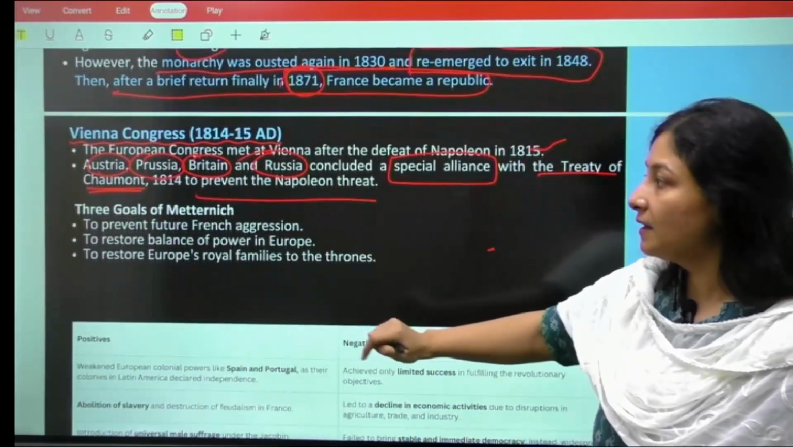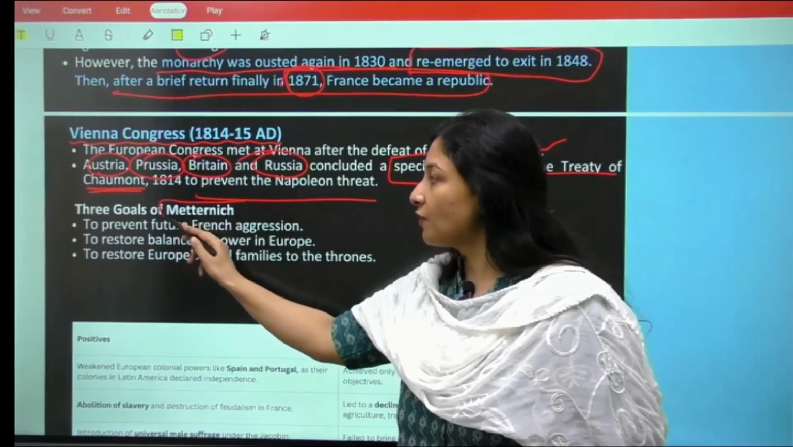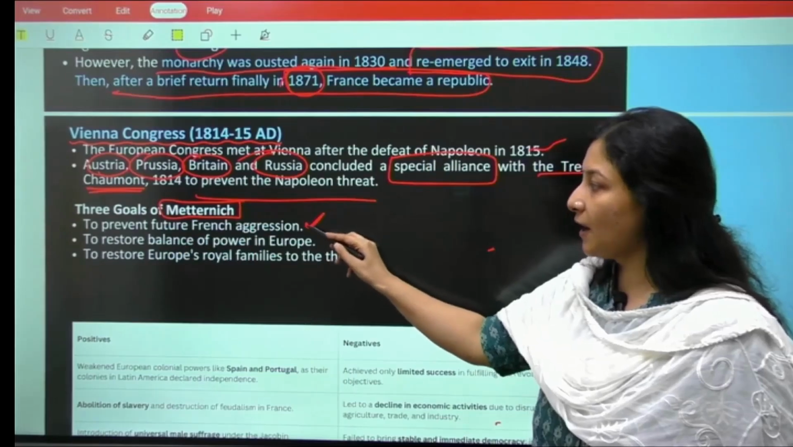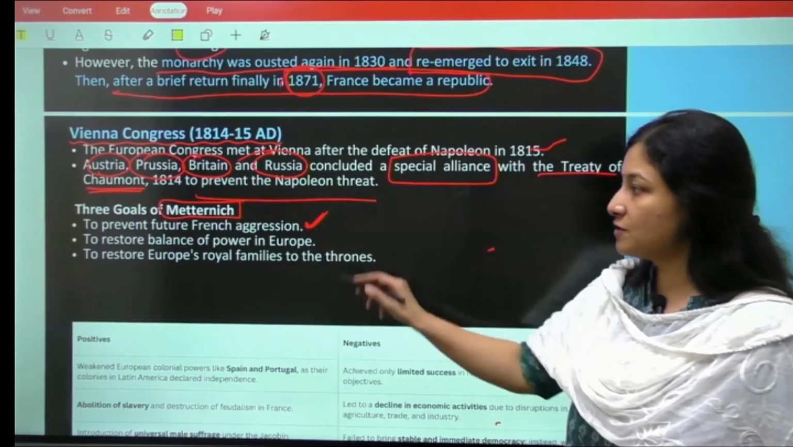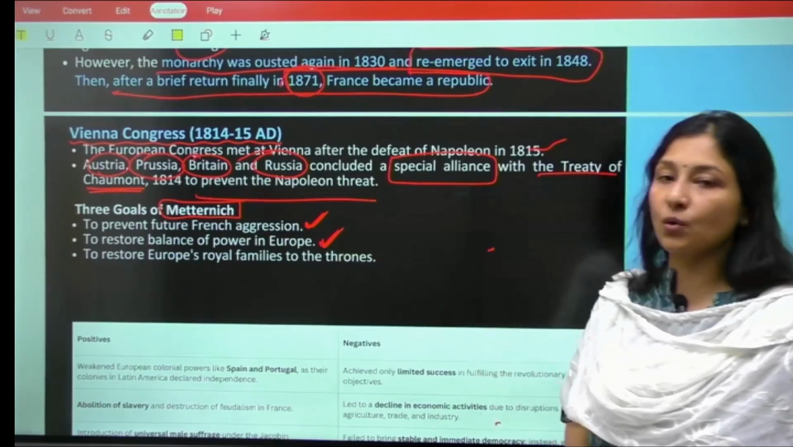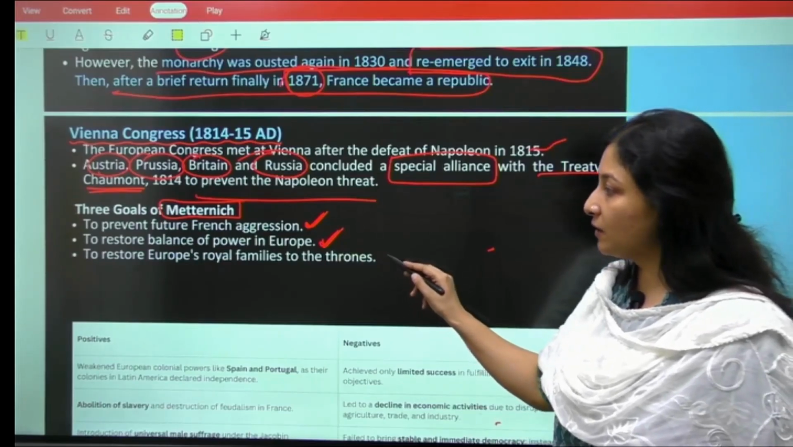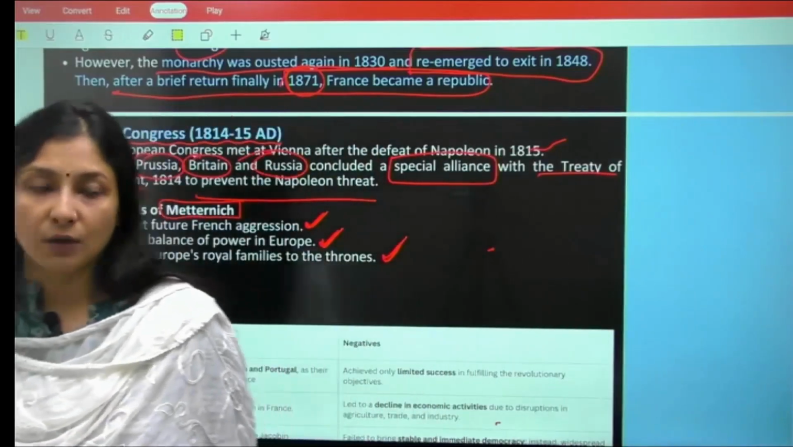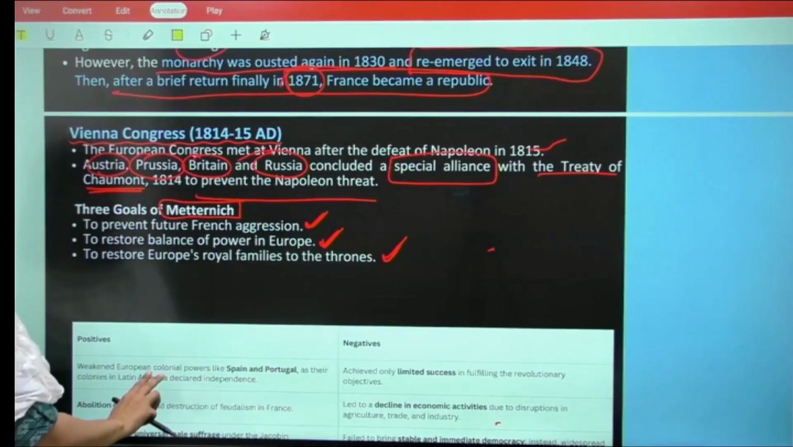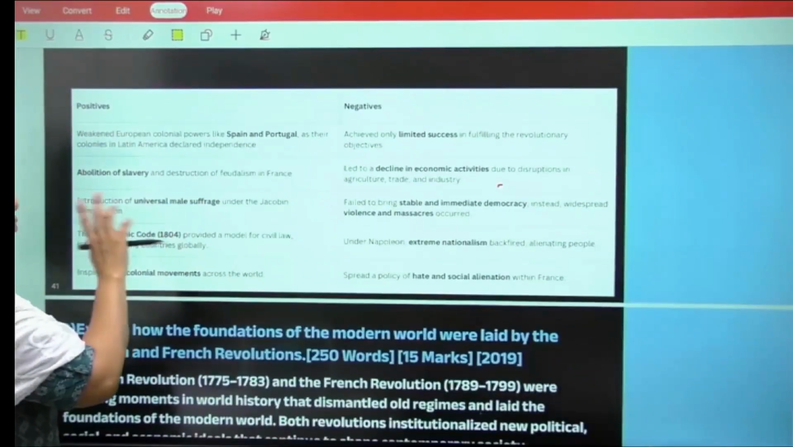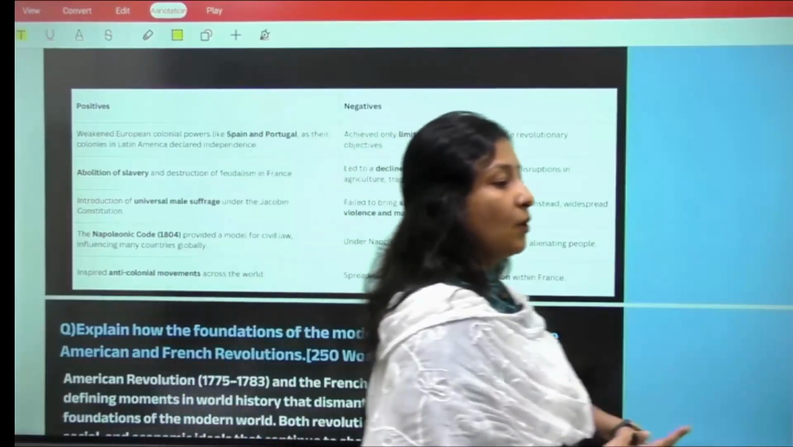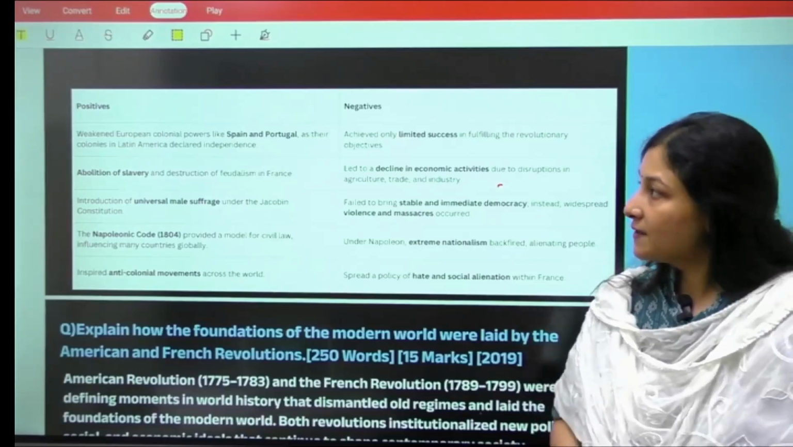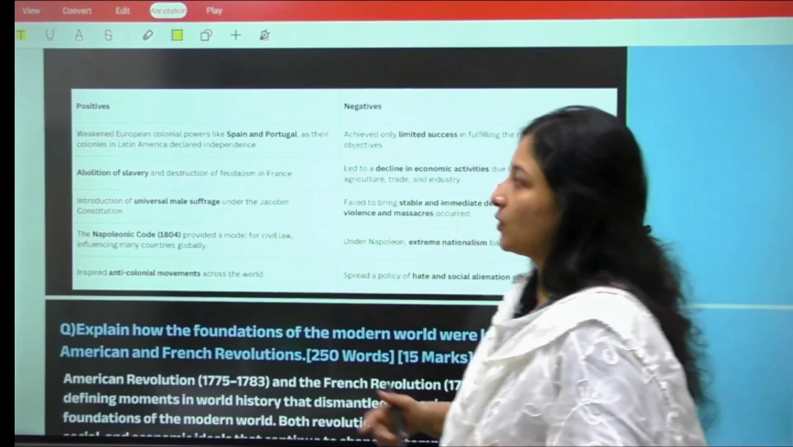Now understand that there were three goals of Metternich, right? First was to prevent any kind of future French aggression. Second was to restore the balance of power in Europe. And third one was to restore the European royal families to the throne. Now, this was not actually very much required because it was more of political information. What is important is, let's see what are the positives and the negatives.